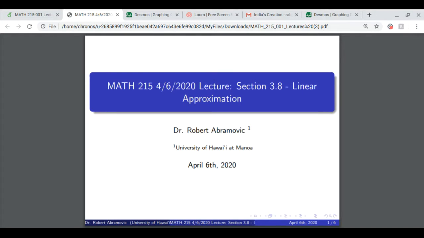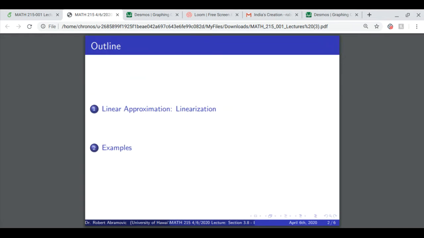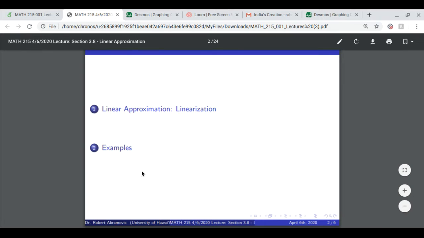Section 3.8, linear approximation. So this lecture will be pretty straightforward. We'll first go over linearization, how to do linear approximation, and we're going to go over two examples.